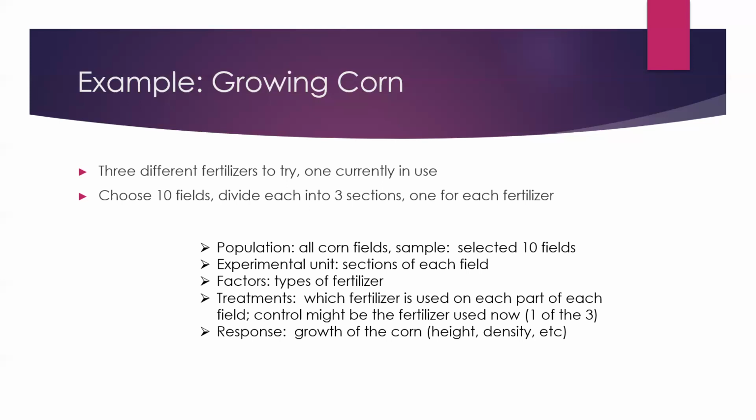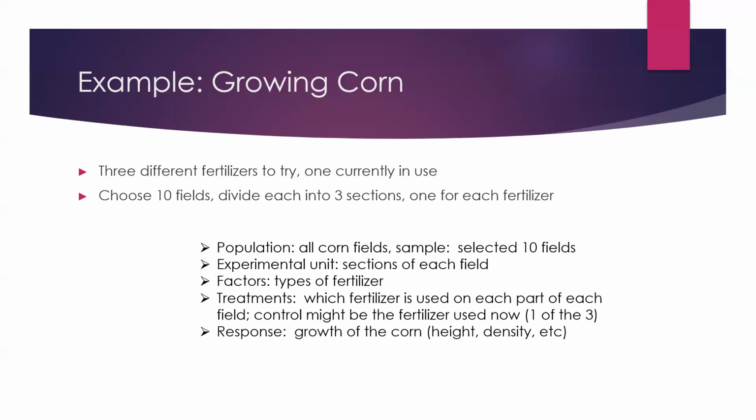The factor is in general kind of like the variable name. If you had a spreadsheet listing all your data, what would you title the column that had that data? You would title it type of fertilizer, and in that column you would list which fertilizer they got. This section got fertilizer A, this one got B, this one got C, and so on. So type of fertilizer is the factor, and the treatments would be A, B, and C. The response you would measure is the growth of corn: height, density, yield, whatever you want to measure.